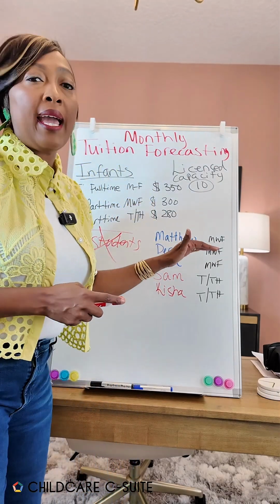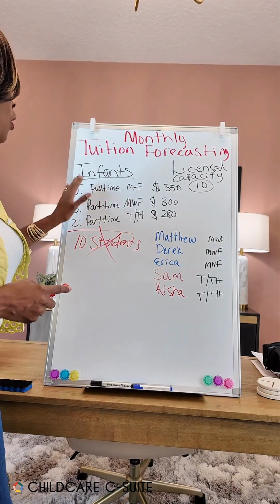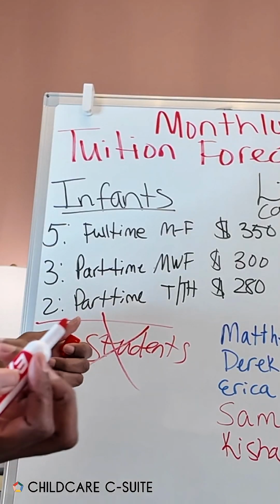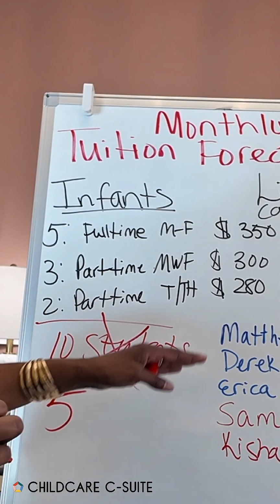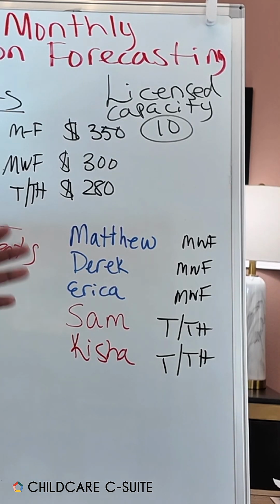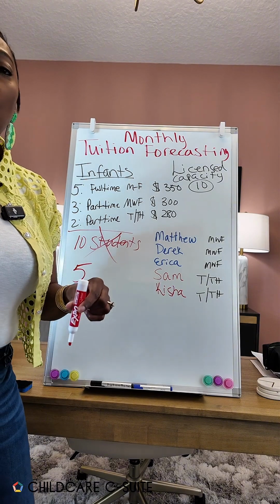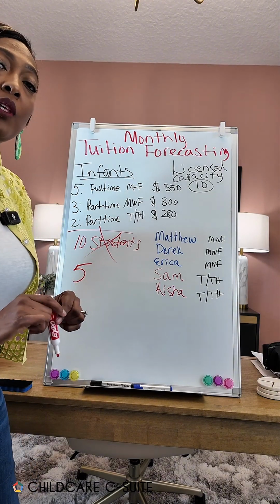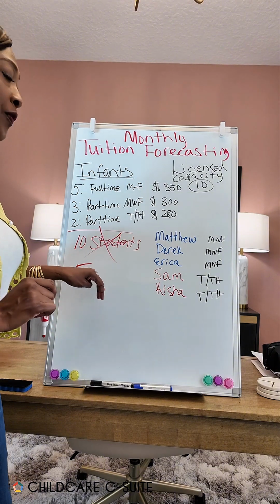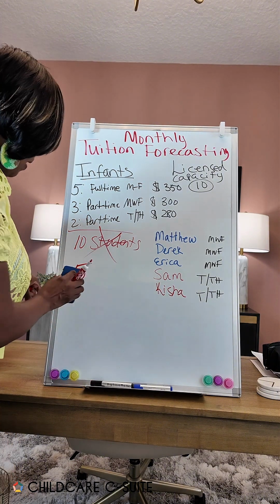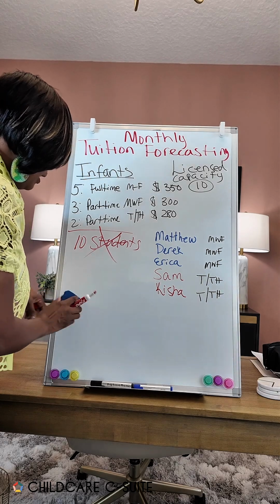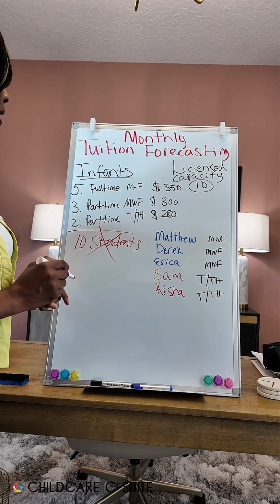So what I did, I came over and I broke them down. We know that I have 5 full-time students, so I'm just going to go ahead and account for them there. Now, these are my part-timers. They can be a little tricky if you don't know how to account for them the correct way. A full-time student is considered 1.